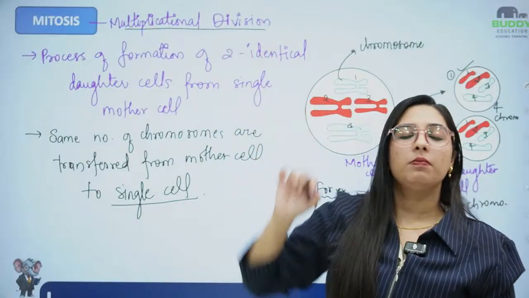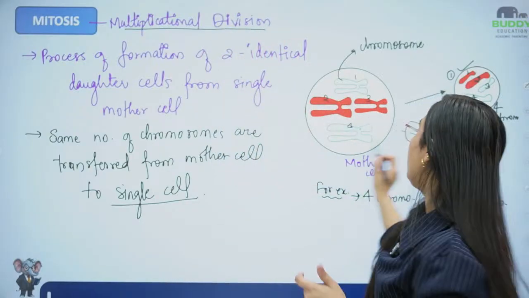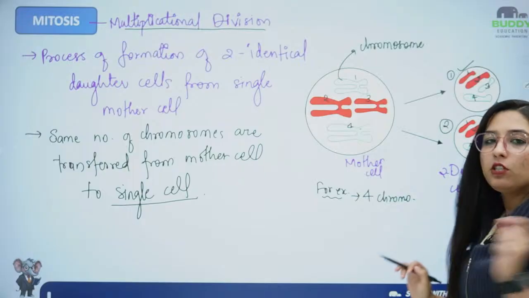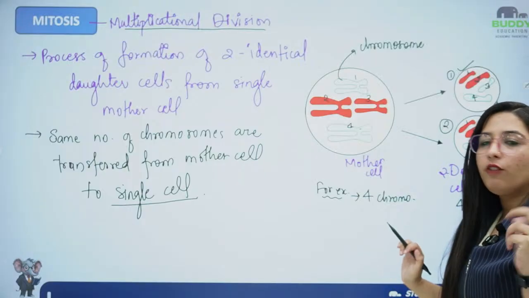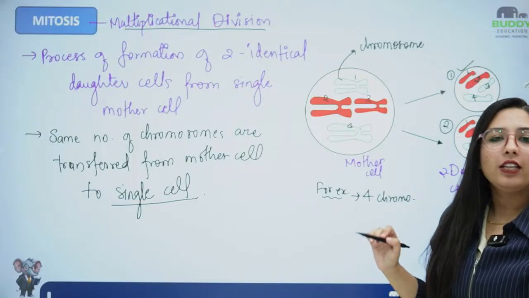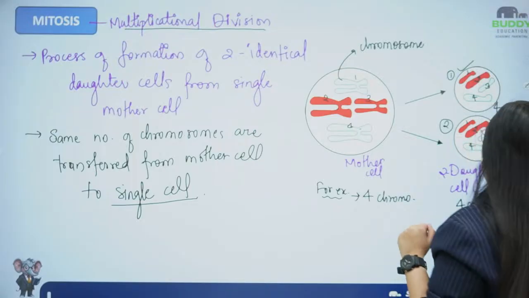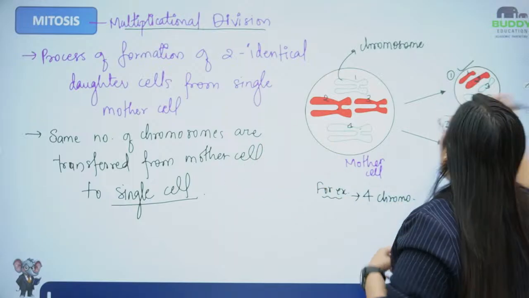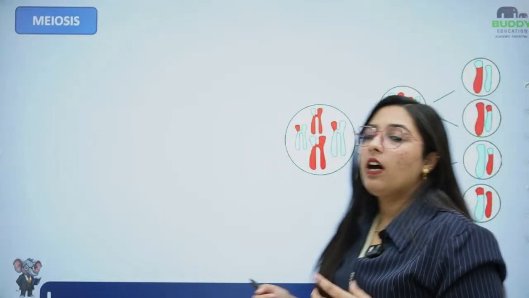That is known as multiplicational division. Like here 4 and here 4. We got the multiples of 4, like 4 chromosomes in one daughter cell and 4 chromosomes in the other daughter cell. We got the multiples.